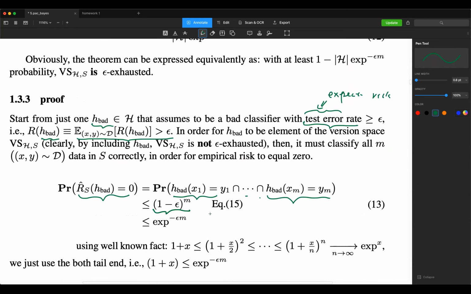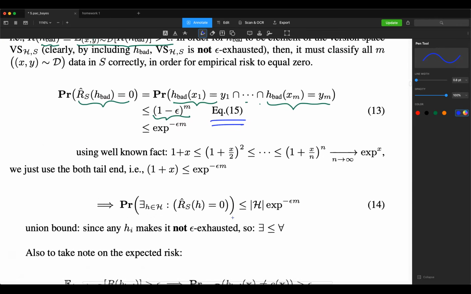I say equation 15, but what does equation 15 try to say? Before we talk about this, does anyone know why it's one minus epsilon? Going from here to here is easy, you can see it straight away. But how do I get from here? This is m of them, so that's why you have it raised to the power of m. But why is one of them less than 1 minus epsilon? No suggestions. Let's have a look at 15.